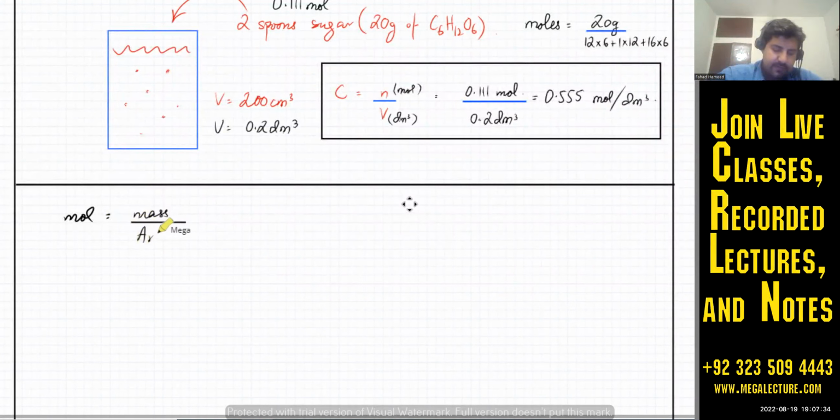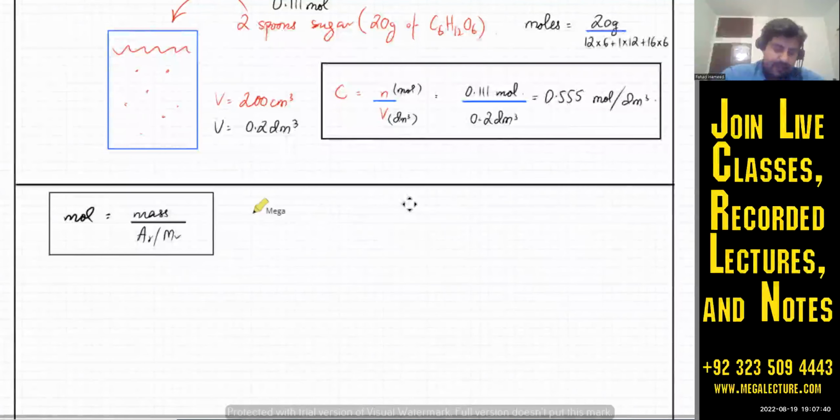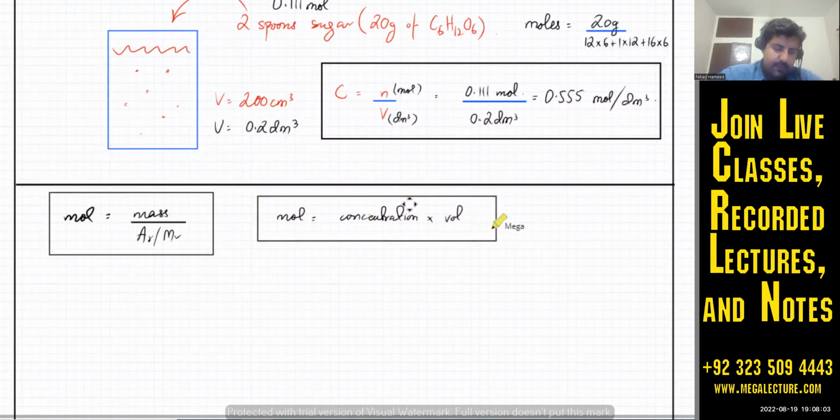Okay, so that was Ar or Mr. And the second formula that we did is that moles is equal to concentration times volume. So concentration of the solution, it's equal to concentration times volume, and concentration is measured in mole per decimeter cube, and the volume is measured in decimeter cube.